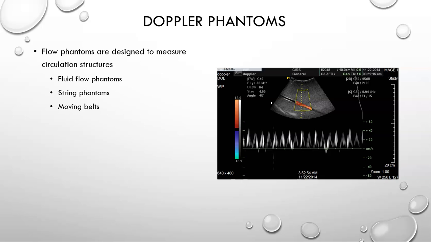Doppler phantoms are designed to measure circulation structures. There are three types of Doppler phantoms: the fluid flow phantoms, string phantoms, and moving belt phantoms. All of them have different drawbacks and advantages. No phantoms for Doppler have been approved by the AIUM for quality assurance at this time.